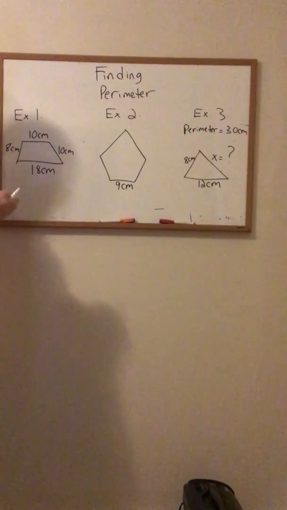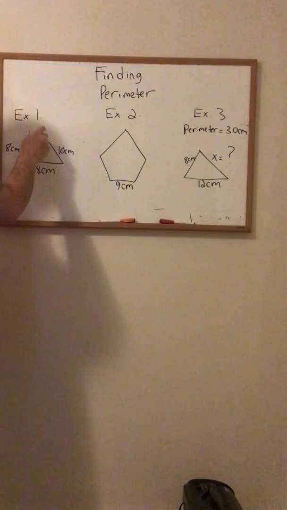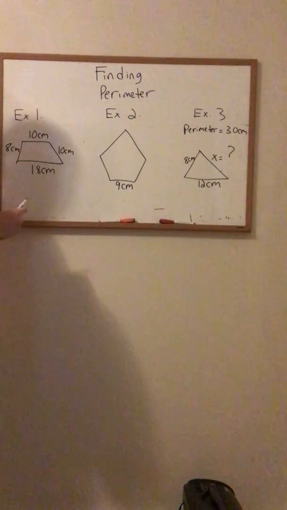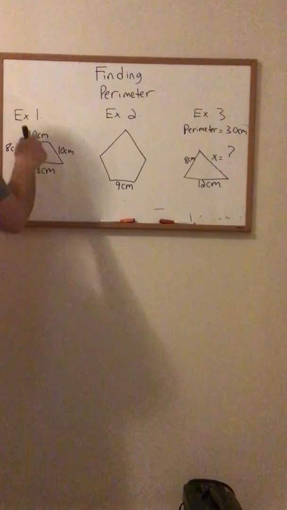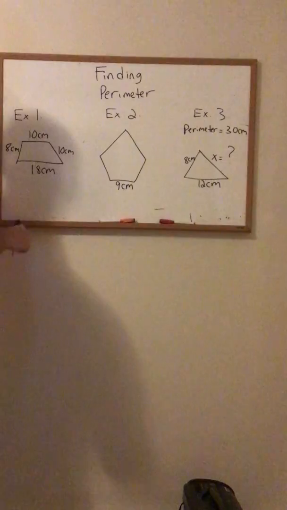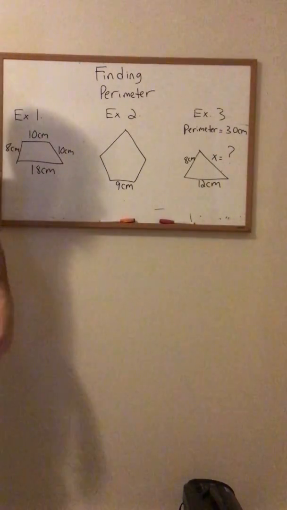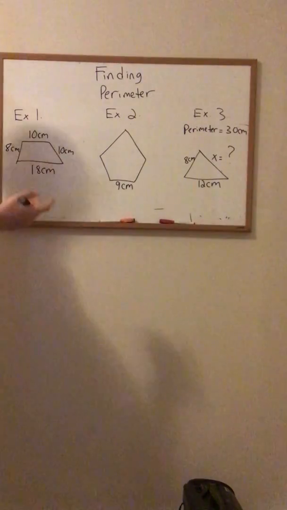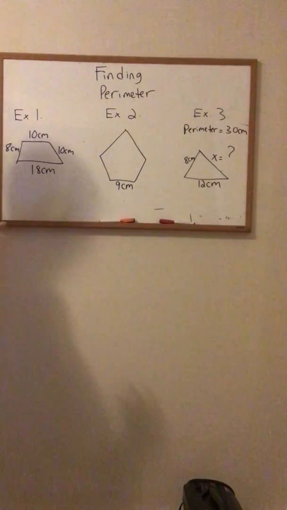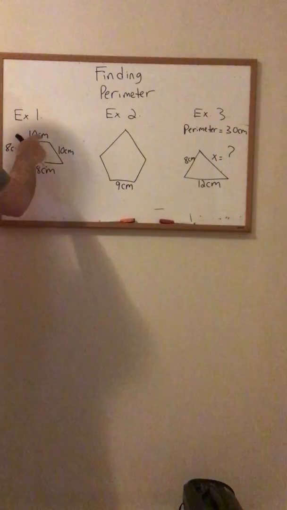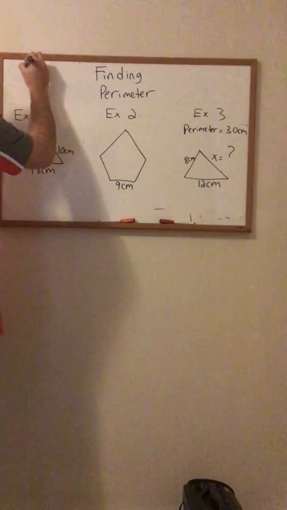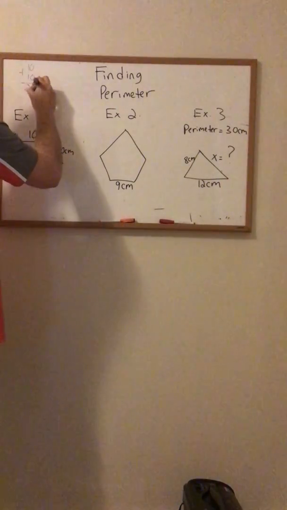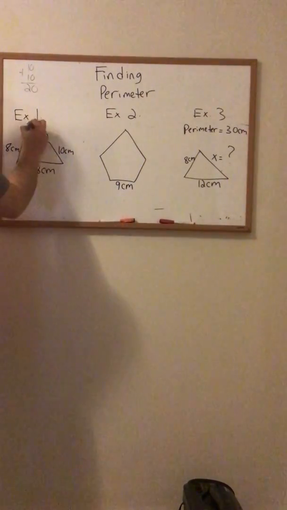So the first example is when a shape already has all of the sides given to you. So we have 10 centimeters, 10 centimeters, 18 centimeters, and 8 centimeters. So what you need to do with perimeter is you need to add all those sides up. So what I'm going to do here to make it easier for myself is I'm going to do 10 plus 10 first. So 10 plus 10 gives me 20. So I know I'm done with that.